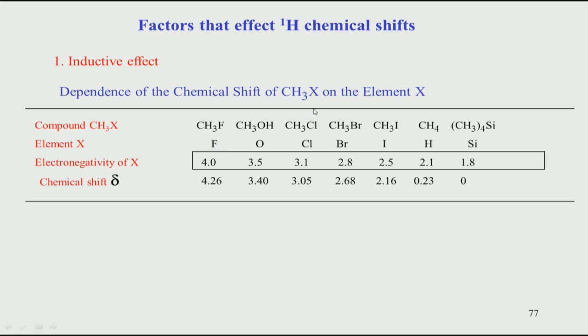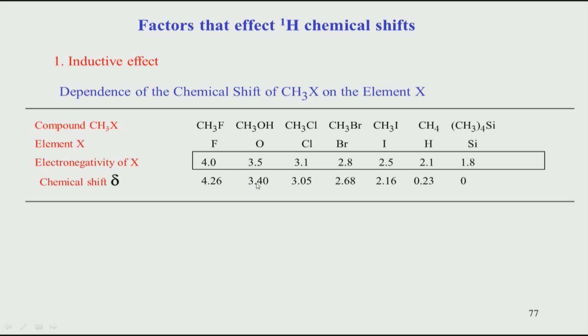So, this is what is shown here for different X atoms. This is a simple CH3X system, where X can be any other heteroatom. It can be an electronegative element such as fluorine, the most electronegative element in the periodic table. So, when you have a CH3F system, the F withdraws electron density from carbon, which in turn withdraws from hydrogen. Therefore, the hydrogen in CH3F comes at a very downfield shifted value, typically around 4.26 ppm.